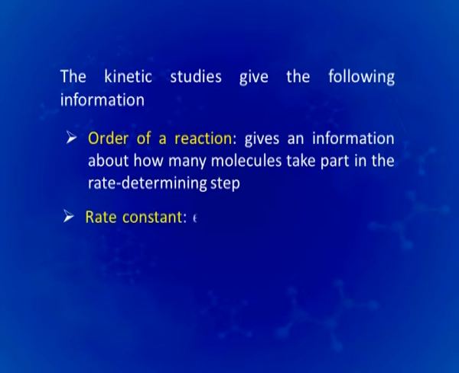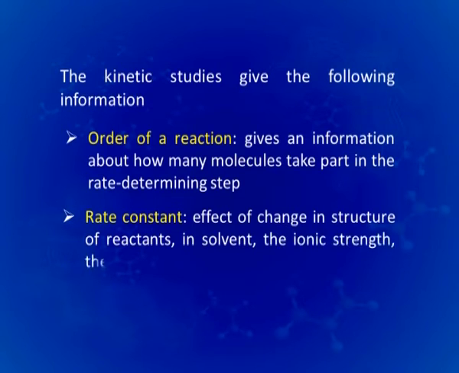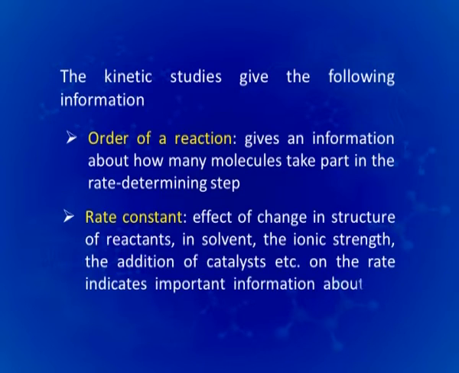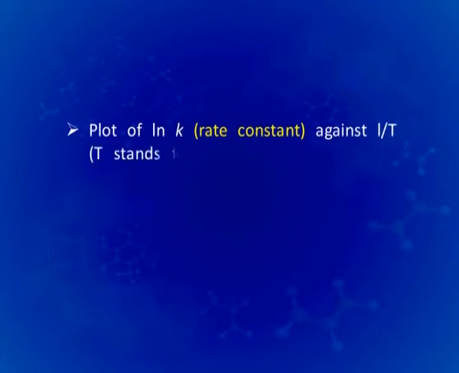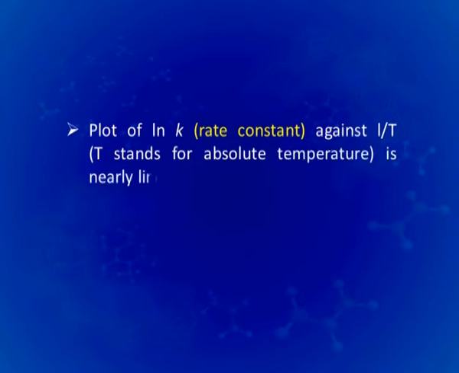Then we have rate constant, effect of change in the structure of reactants, in solvent, the ionic strength, the addition of catalyst, etc. on the rate indicates important information about the mechanism. And if we plot a graph of log k with the inverse of temperature, we would get a linear relationship, which also gives a good idea of the mechanism of the reaction. And this is, of course, what we call the Arrhenius plots, which you would study in your other discussions.